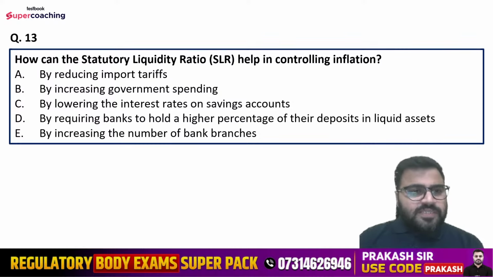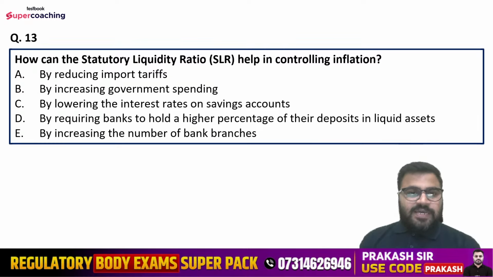Question number 13 is, how can the statutory liquidity ratio help in controlling inflation? SLR help in controlling inflation. So options are by reducing import tariffs, by increasing government spending, by lowering the interest rates on saving accounts, by requiring banks to hold a higher percentage of their deposits in liquid assets, by increasing the number of bank branches.